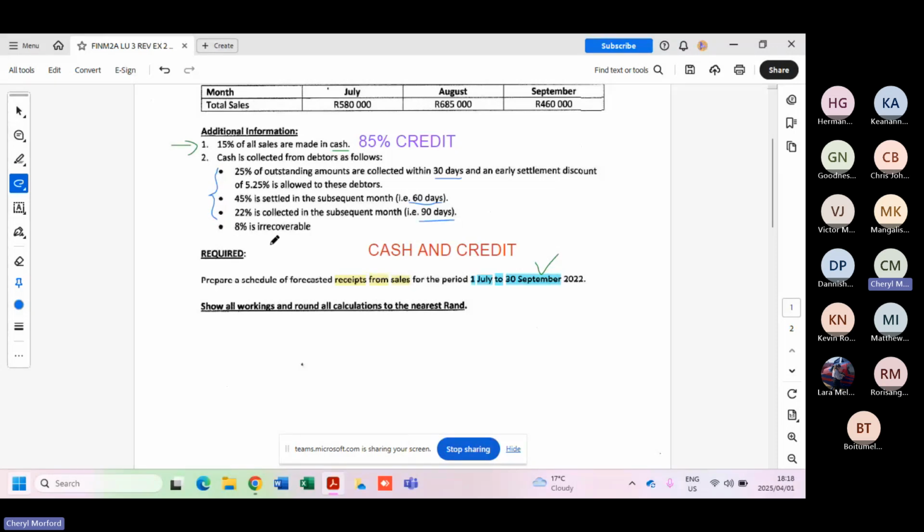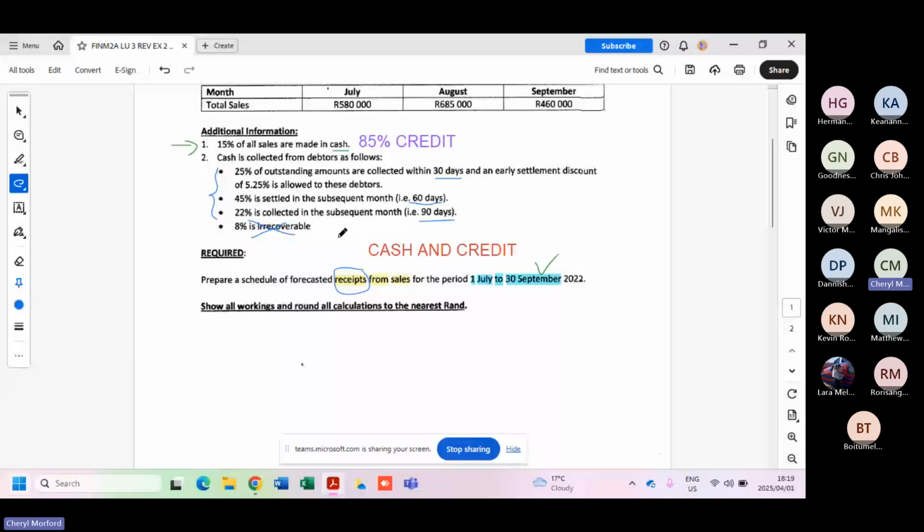So this 8% irrecoverable, what are we going to do about it in this particular question? Nothing. We are going to ignore it because this table that we are doing is looking at receipts. Have we received the money from a bad debt? Nope. So it's not in here. It doesn't mean that we're going to ignore it completely. It's just that it will be written up in a different kind of table. You do not include it in this table of the receipts. Okay, are we clear on that?